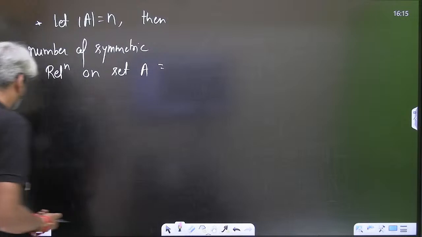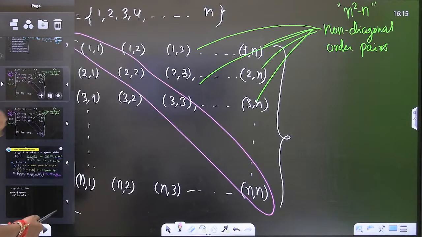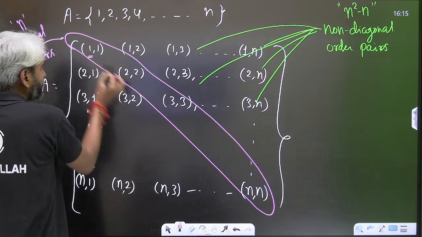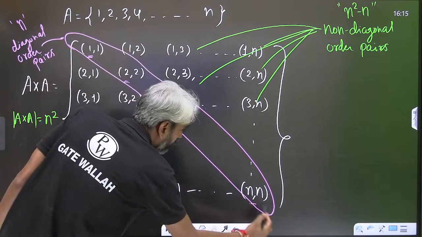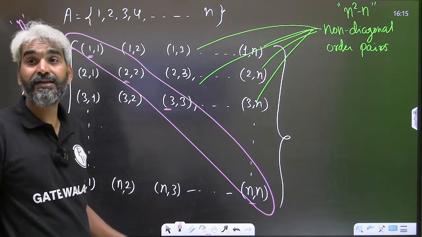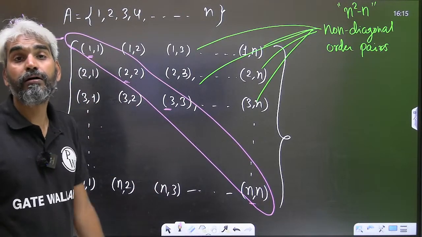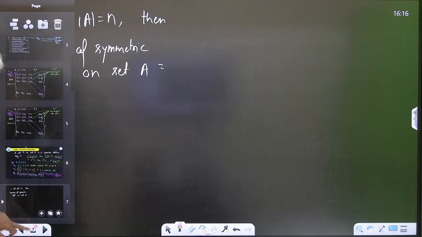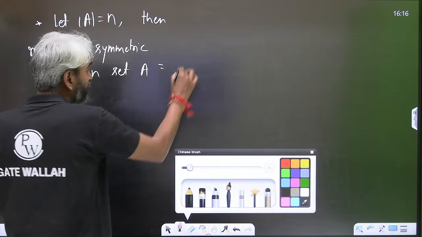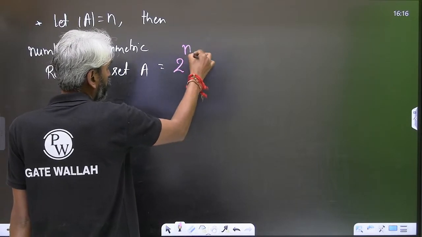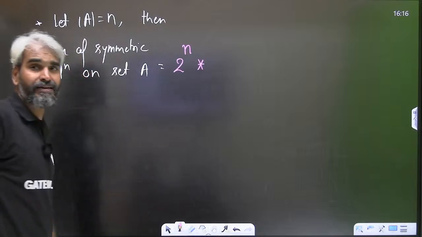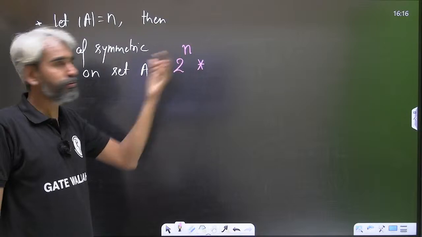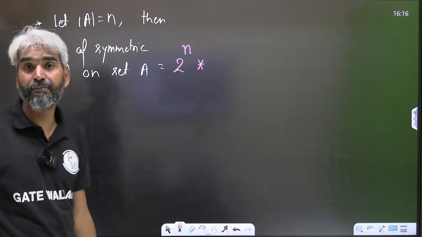To answer this question, we must focus on this particular thing. The simple idea is that because of presence or absence of diagonal ordered pairs, there will be no problem. There can be any number of diagonal ordered pairs in the symmetric relation. So for those n diagonal ordered pairs, we have 2 raised to the power n choices. They may be present or absent, it does not matter.